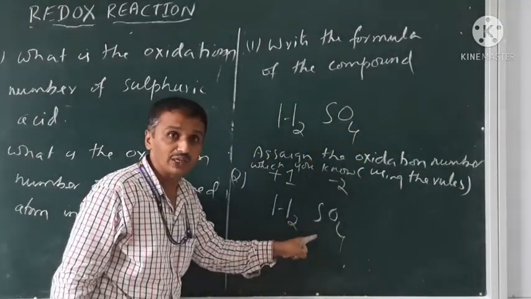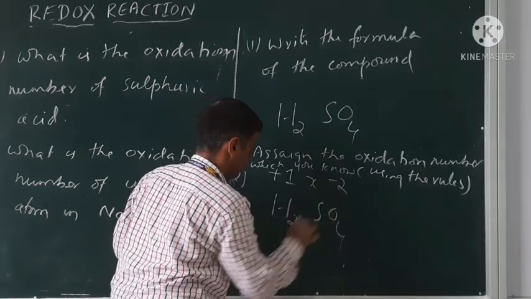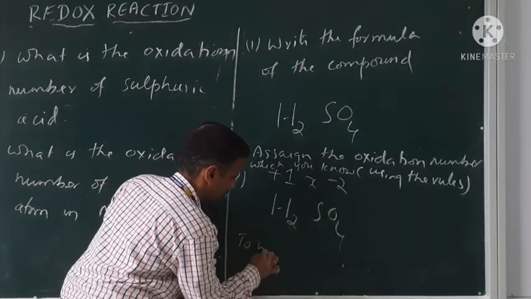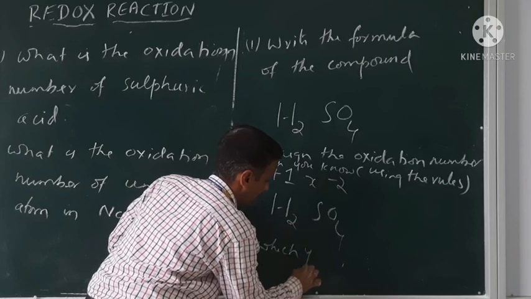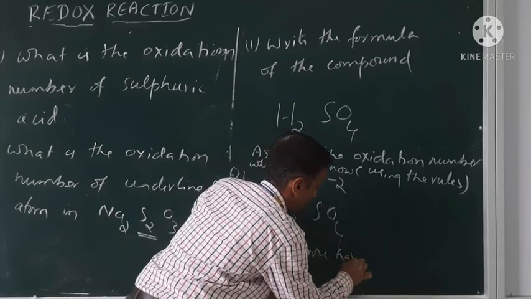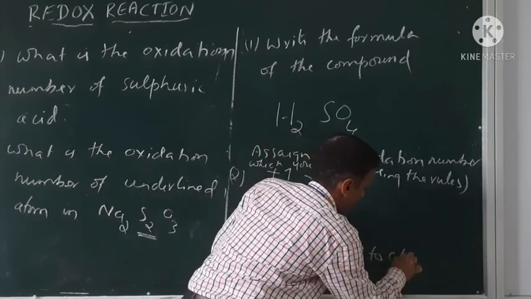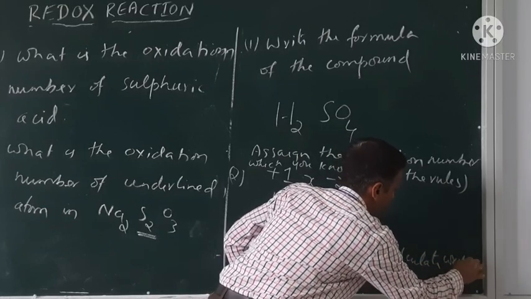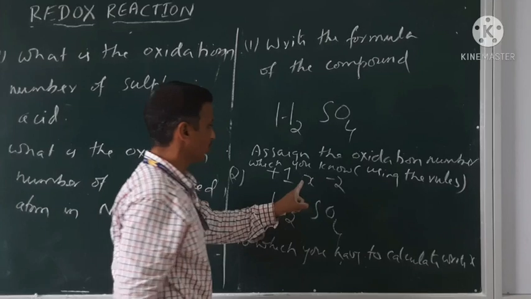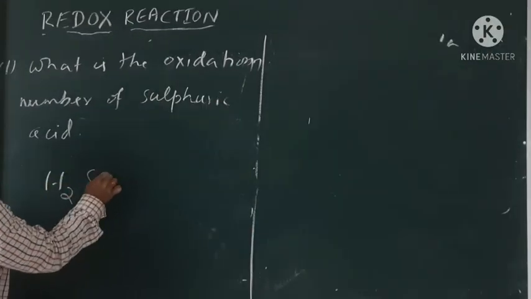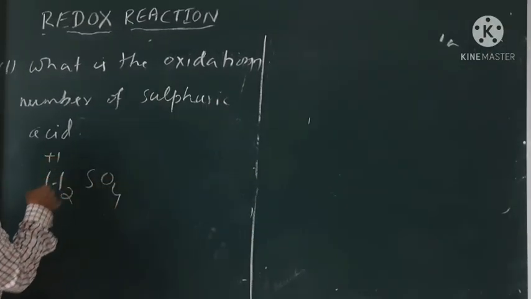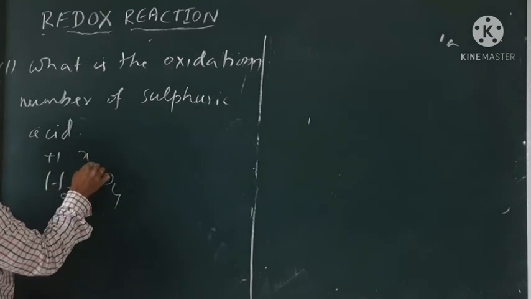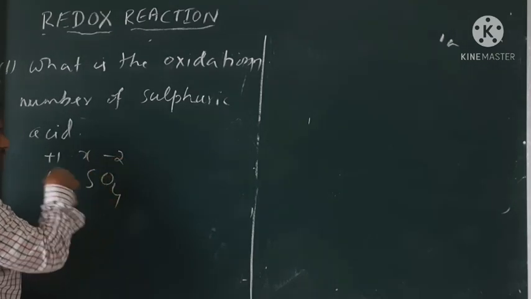For the sulfur, which I have to calculate, write X. So I wrote X: H2SO4, +1 for each hydrogen, X for sulfur, -2 for each oxygen.